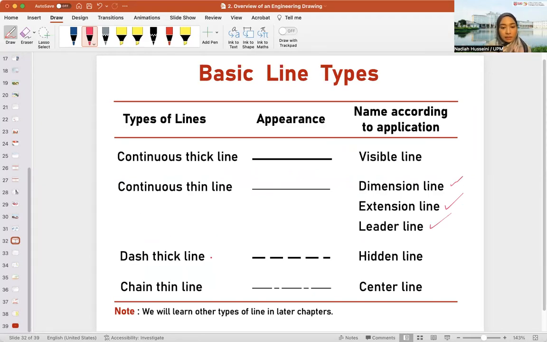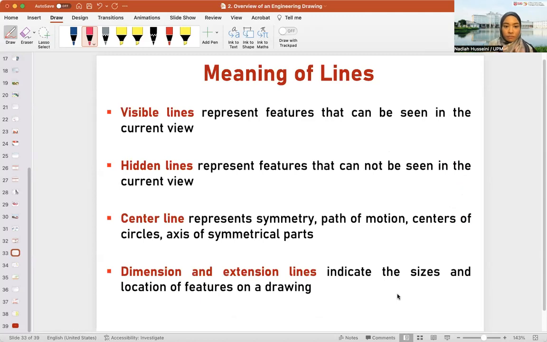And then for dash thick line, it is supposed to be a hidden line. Benda yang tak sepatutnya ada dekat kita punya objek tu. Kita letak dash, maksudnya bila kita manufacture, benda tu tak wujud lah. Chain thin line is a center line. Kita akan belajar juga what that means later on.